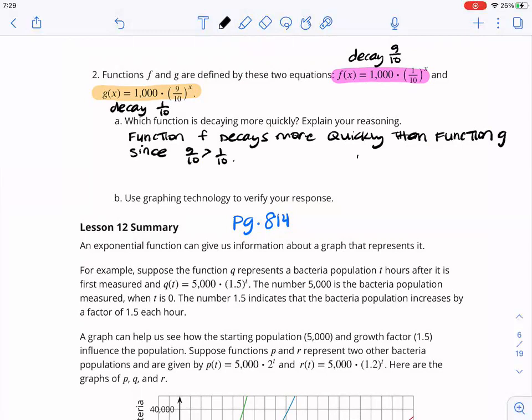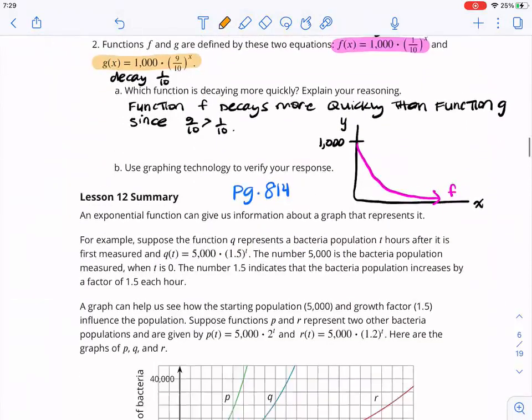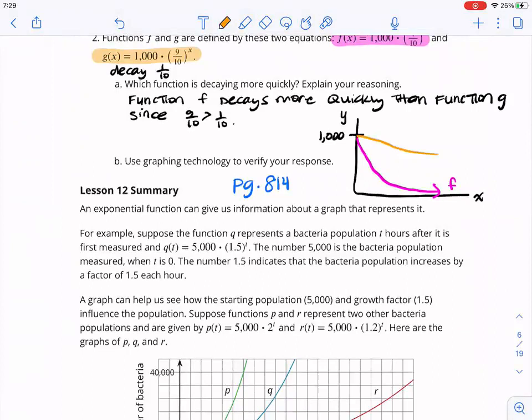Okay, and if we were to graph this, they both start at 1,000 up here. Okay, because f of x decays 9/10, it would go down really close to the x-axis like that. And then the orange will be more similar to A back here up on the very top. It'll be a little bit flatter. It's not going to decay as quickly. So let's make it a little bit of a curve like that. Okay.